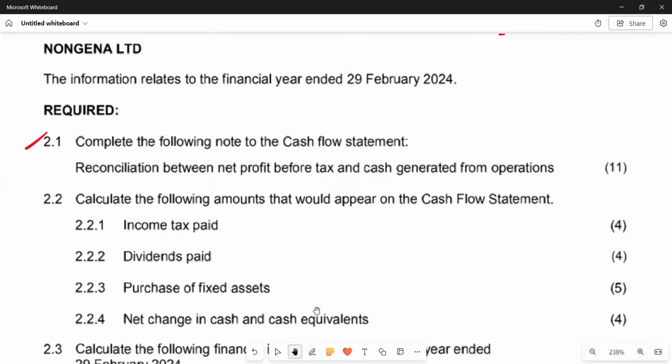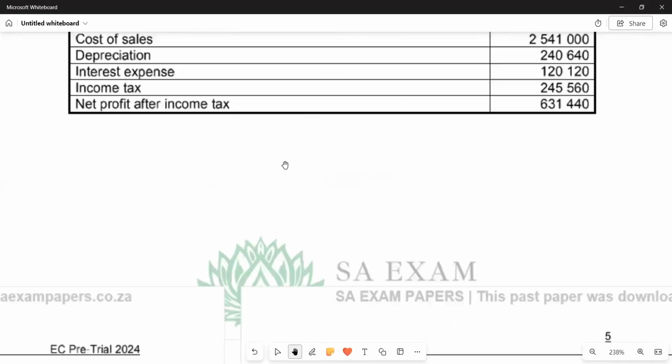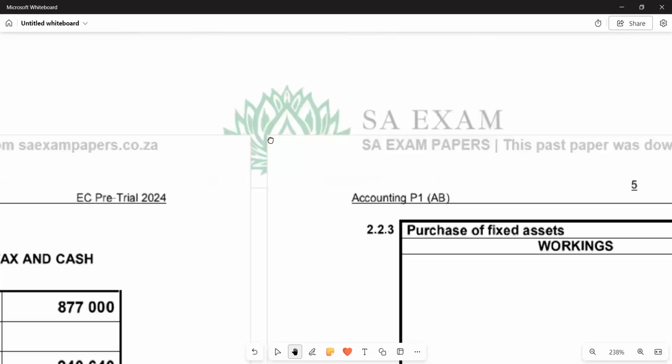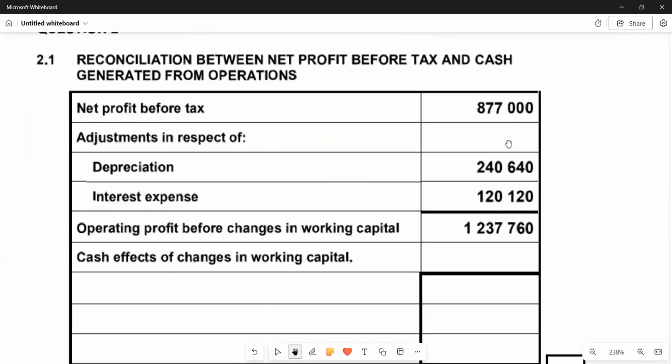So we go to our answer section and try to see what spaces we are given in the answer book. If you come here, you'll see that this is the reconciliation between net profit before tax and cash generated from operations. We are given some figures pre-entered there, from net profit before tax down to operating profit before changes in working capital. So we are supposed to calculate the cash effects of changes in working capital.